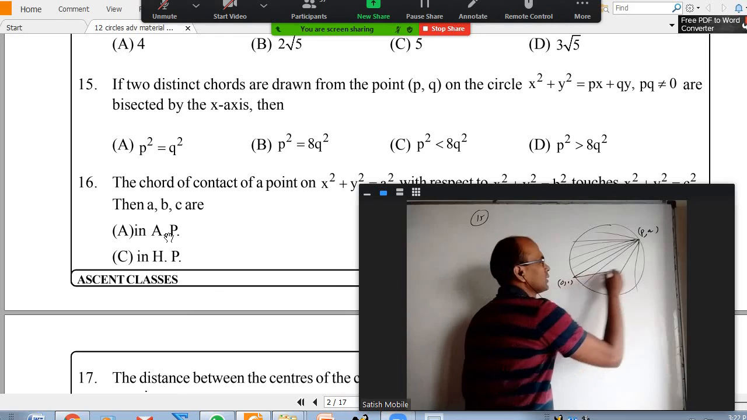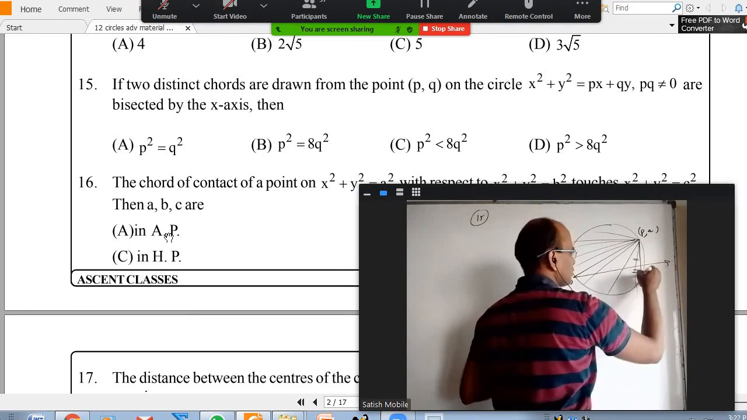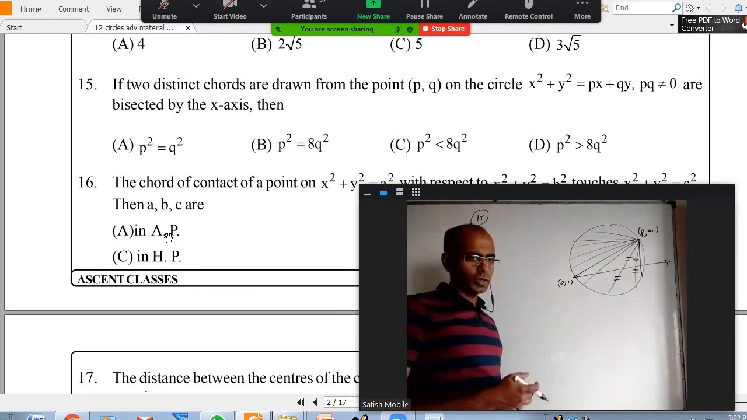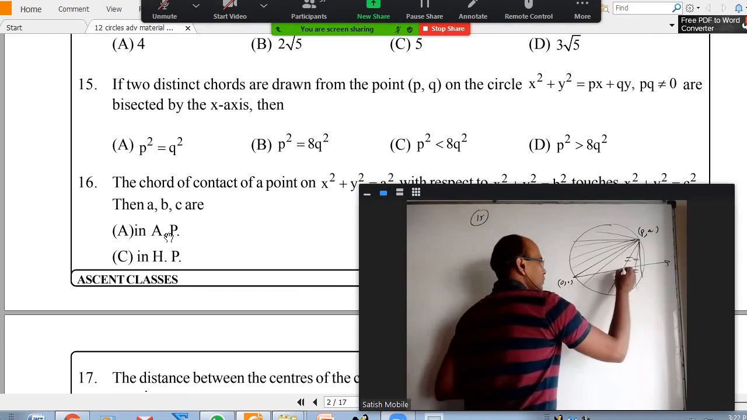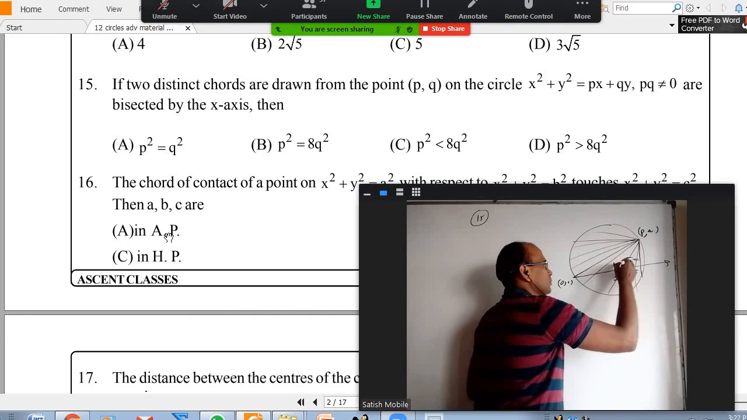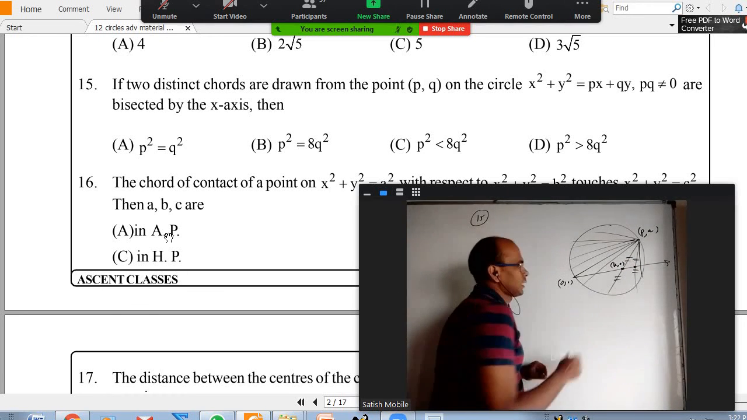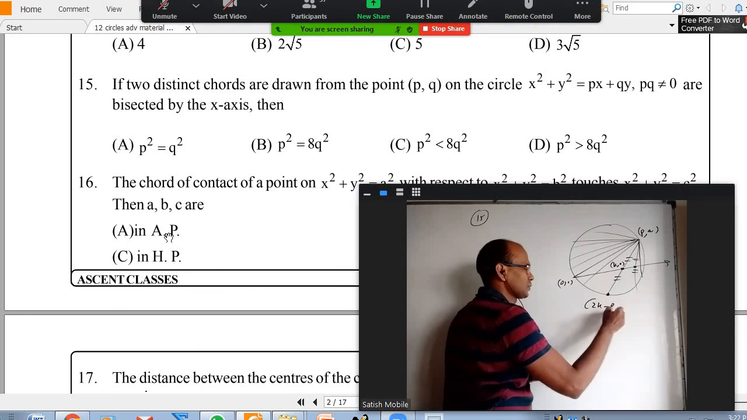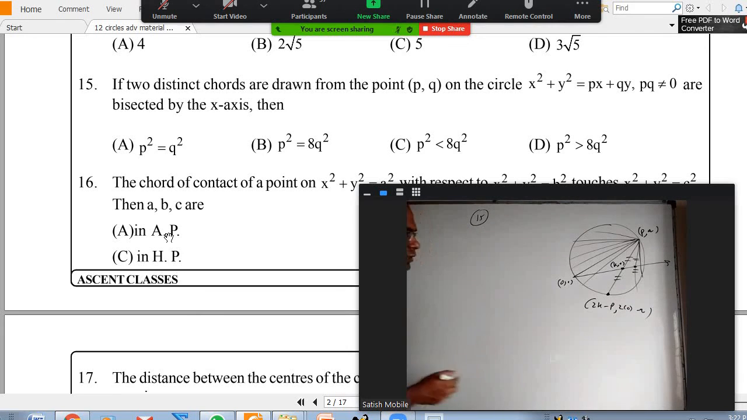Maybe this is the x-axis where these 2 lengths are equal, and maybe some other chord is also there where these 2 lengths are equal. For that to happen, what is the condition? Earlier we did 3 methods. We can repeat the same 3 methods. One method is, if this is on the x-axis, it will be in the form of k, 0, both this point and this. Then this point will be double of this minus this, which is 2k minus p, 2 into 0 minus q. We should satisfy the circle. We should put it in the circle.